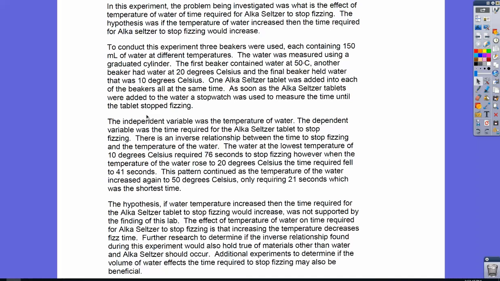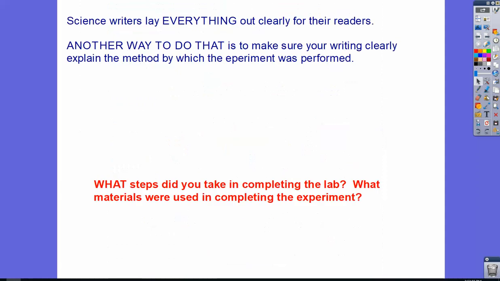It's a quick run through of telling the reader what it was that we did in this particular experiment from the beginning to the end. Basically, someone should be able to duplicate our experiment by reading what we did in that procedure section. So in the procedure section, it's really important that the method is clearly explained to the reader so that they know how the experiment was performed.